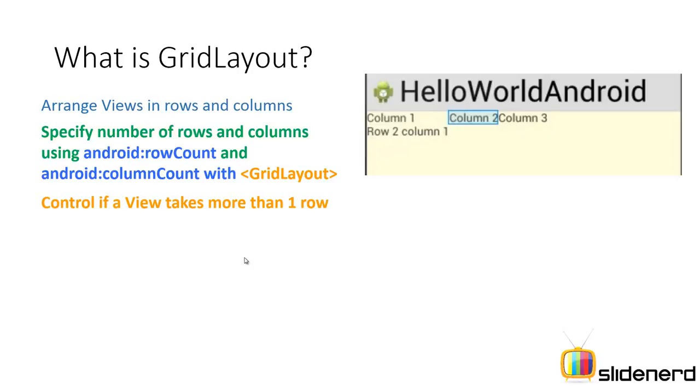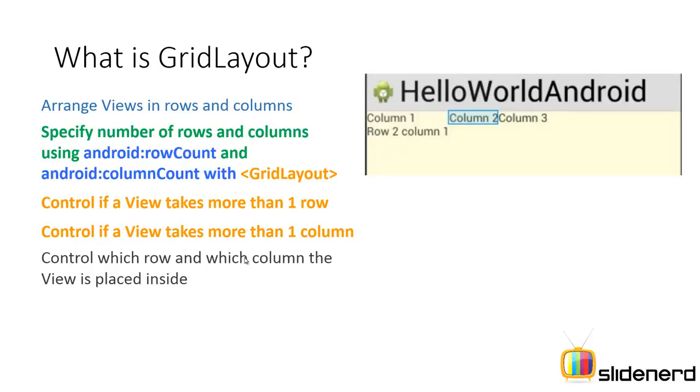You can also control if a view takes more than one row, which is spanning multiple rows, and you can also take control if a view takes more than one column in size, and that is about spanning multiple columns. You can also control which row and which column the view is placed inside.